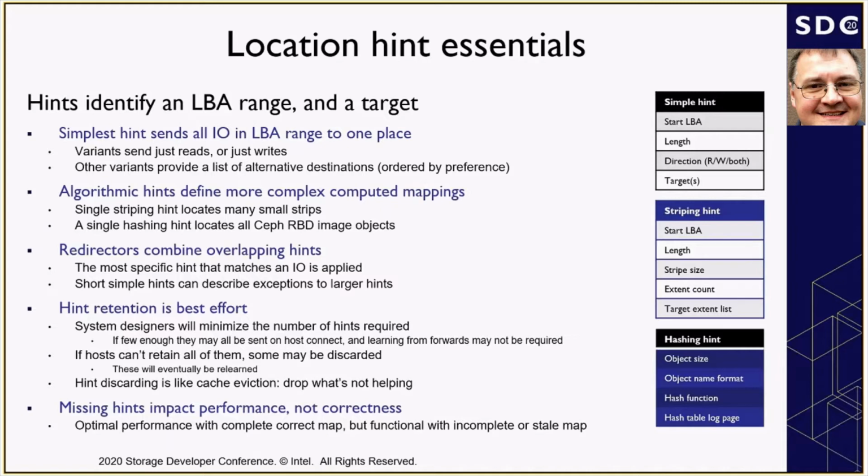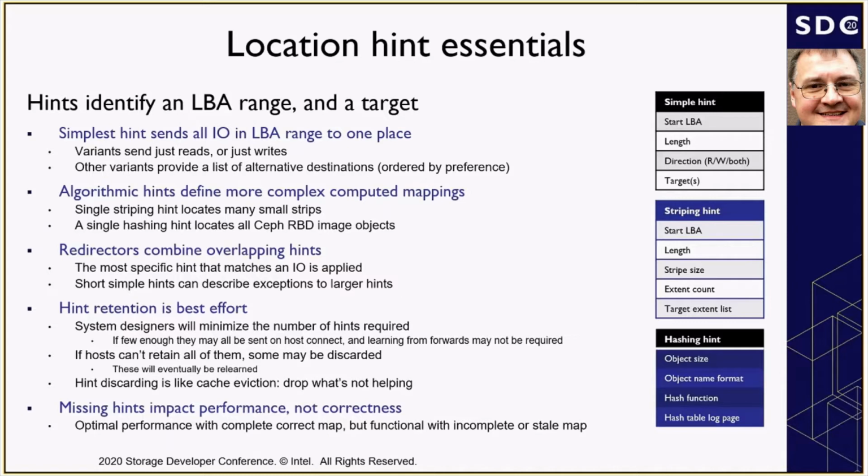We expect, ideally, a redirector and a host can keep all the hints it's given, but maybe not. If for some reason there's a large number, it's really not to anybody's advantage to describe your volume with a huge number of location hints. That's in part why the algorithmic hints exist, actually that's really why the algorithmic hints exist, so that you can express complex things by a function in one hint rather than a million little hints.